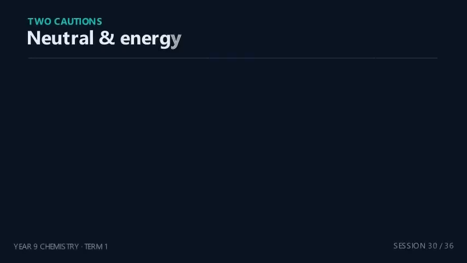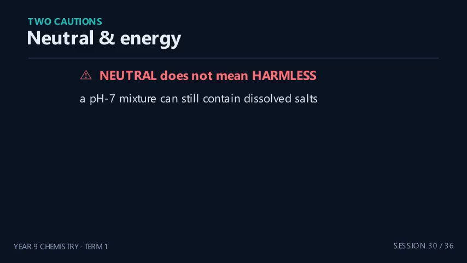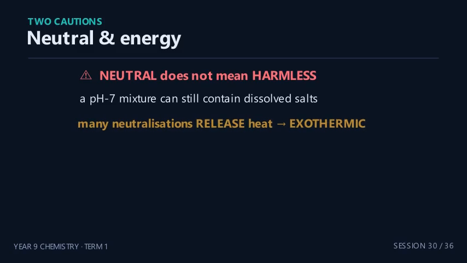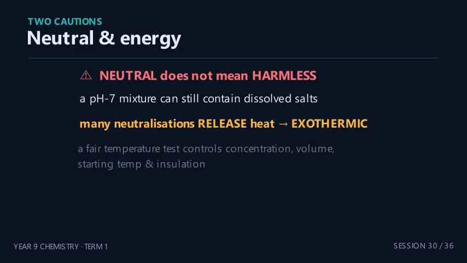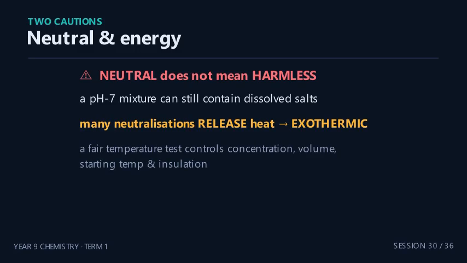2 quick but important cautions. First, neutral does not mean harmless. A neutral solution can still contain dissolved salts or other substances, so pH 7 is not a promise of safety. And second, many acid-alkali neutralizations release heat. The temperature rises, which makes them exothermic reactions. If you ever investigate that temperature rise, control the concentration, the volume, the starting temperature, and the insulation. A fair test, just like last session.